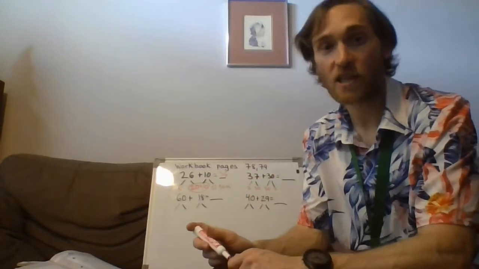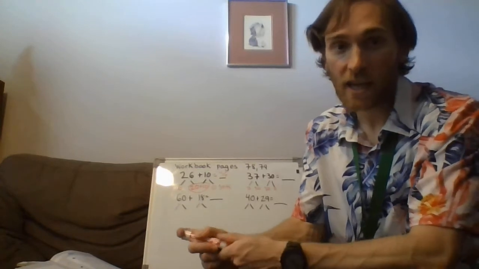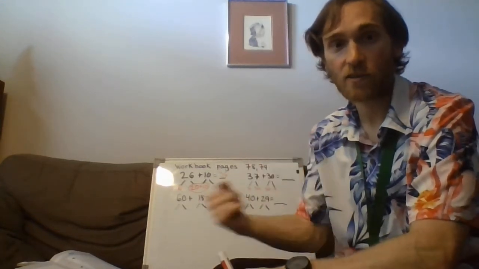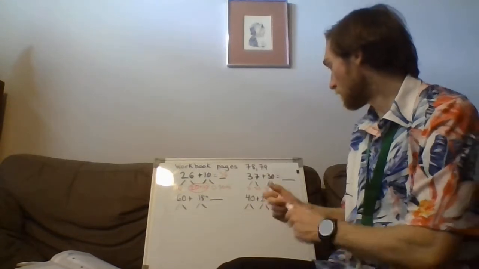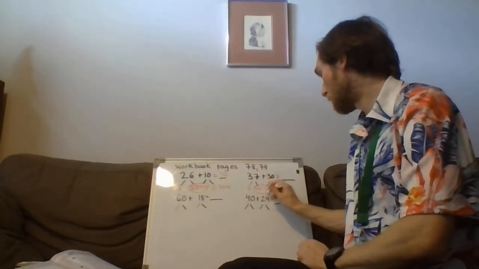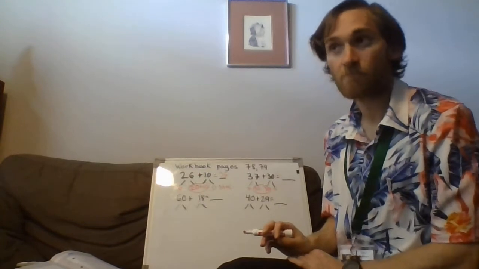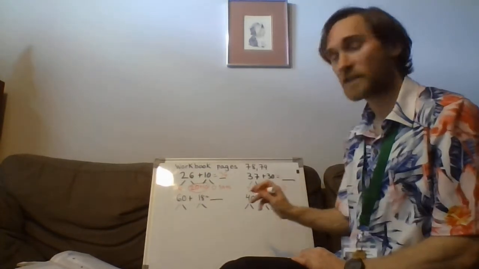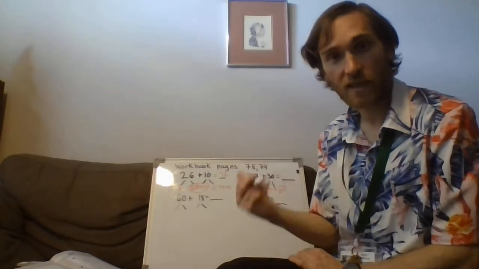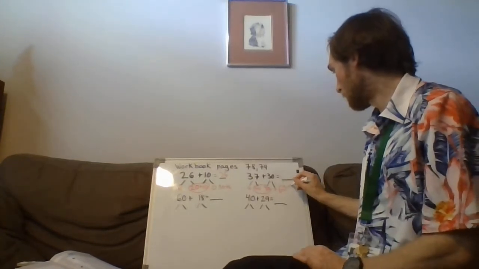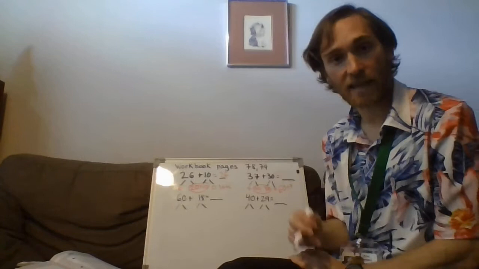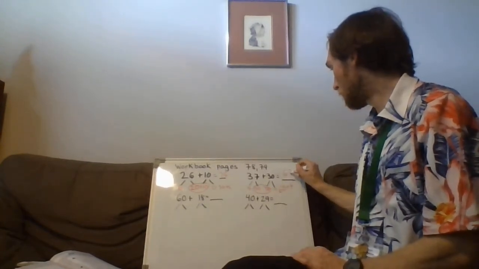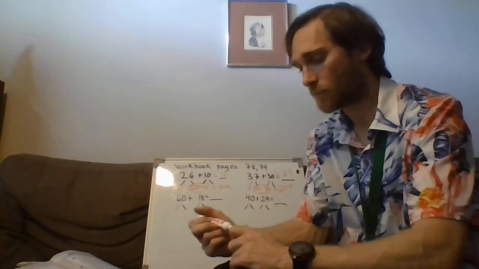37 is 30 and 7. There's 3 in the 10 spot, so 3 tens is 30. There's a 7 in the 1 spot, so there's 7. Then 30 is 30 and 0. 30 and 30 is 60. 60 plus how many ones are there? There's 7. 60 plus 7, or 60 and 7, is 67. So 37 plus 30 is 67.